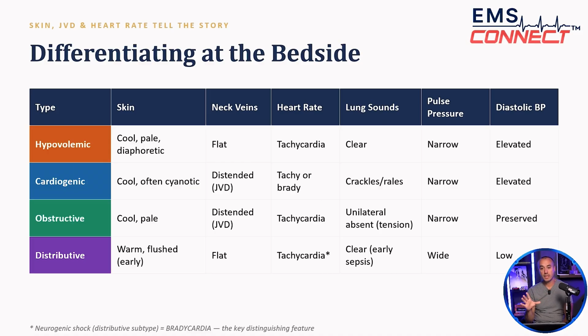Distributive shock, this is where we see a difference. Warm skin, generally early, flushed, flat neck veins. Their heart rate generally is increased. Their lung sounds are generally clear. Pulse pressure starts to widen because you cannot maintain that vascular tone. So that diastolic pressure drops.